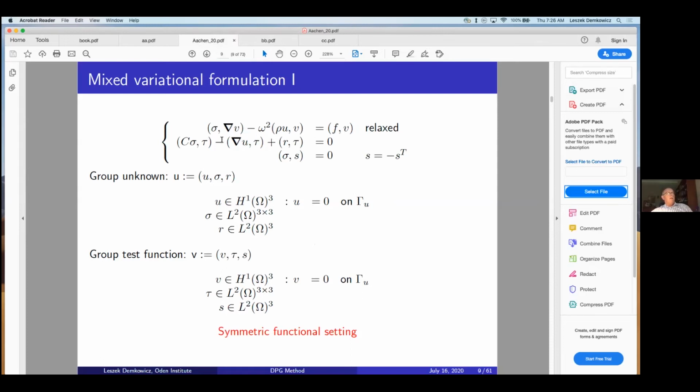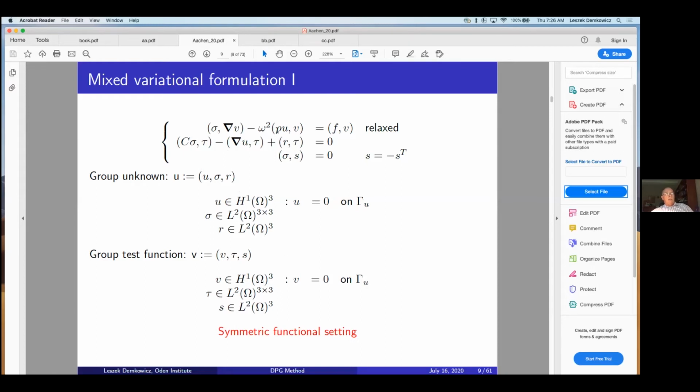The only effect here is that we have moved the divergence from sigma onto derivatives on V. We get the gradient of V by integration by parts. And we now have an additional boundary condition on the test function. So by moving derivatives onto the test functions, we are changing the functional setting. U is still in H1, but since sigma has no derivatives on it, sigma is now just an L2 function. R is still an L2 function. But the first testing function, V, now has derivatives on it, and it has to come from the H1 space.